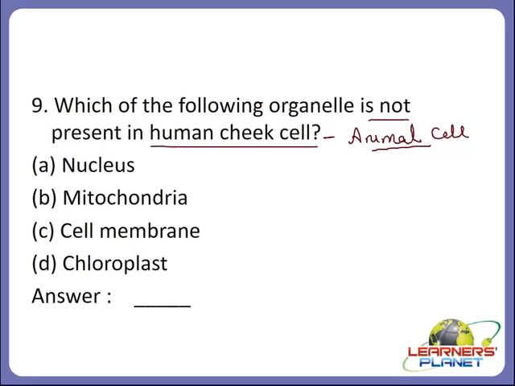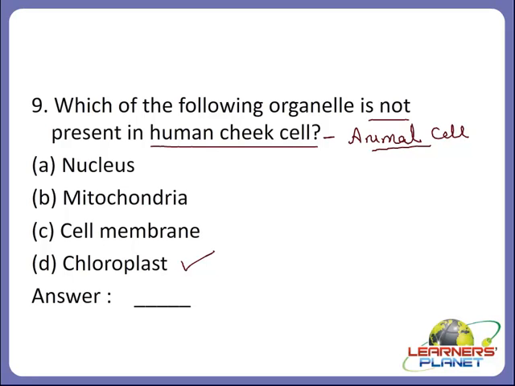So what should be the right answer for this question? That chloroplast should be absent in the case of animal cells. So this is the right answer. You can directly click it out. The correct answer should be chloroplast. It could not be nucleus. Nucleus is of course present in all types of cells.